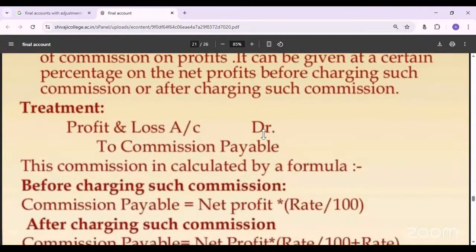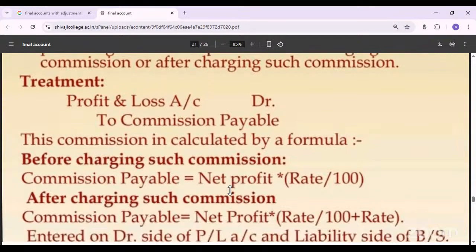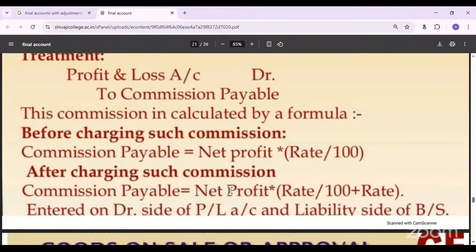Now, the journal entry we will write for the manager's commission is profit and loss account debit to commission payable or to remuneration payable. Now, how are we going to calculate? The amount will not be given in the question. They will give you the percentage.